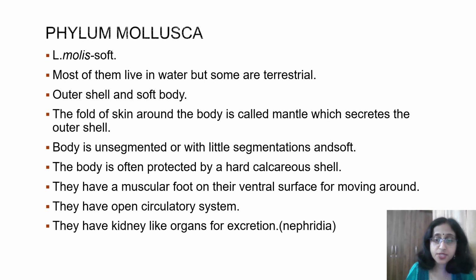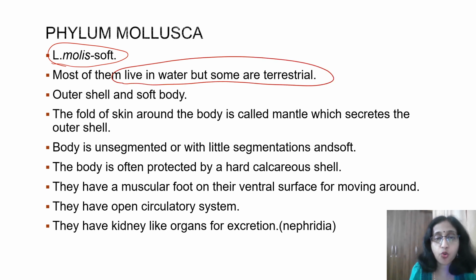As the name suggests, Mollusca comes from a Latin term, mollis, which means soft. Most organisms in this phylum live in water, but some are terrestrial. They have an outer shell and a soft body inside.